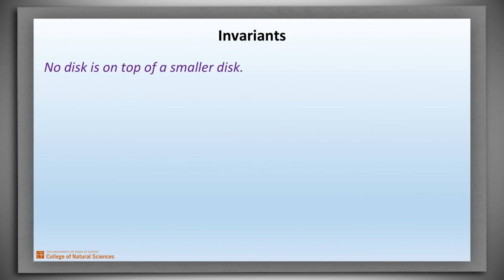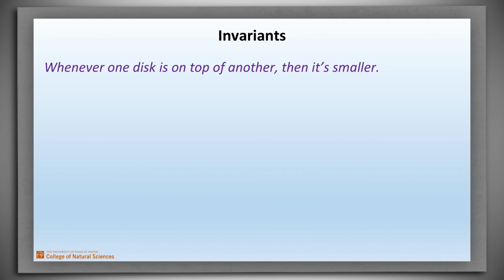Next, let's say that no large disk is on top of a smaller one. It turns out that it's sometimes hard to encode negative claims of this sort. Often it's easier to state positive ones. So let's start by rephrasing our claim. We'll say that whenever one disk is on top of another, then it's smaller. By the way, it's not required that we do this transformation. It's just sometimes useful.